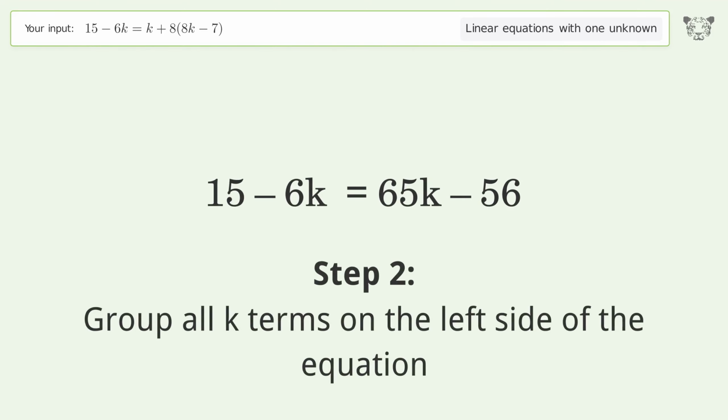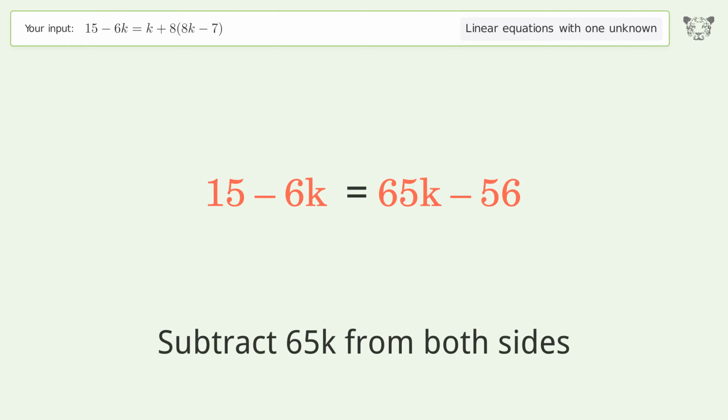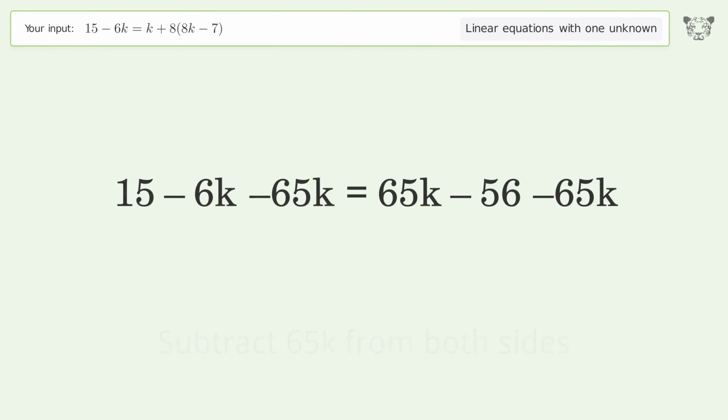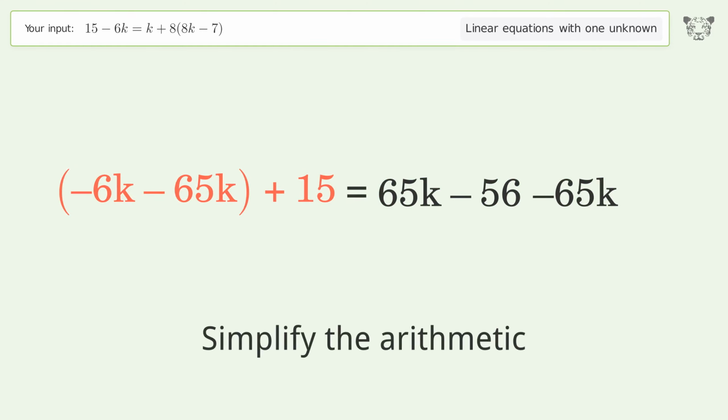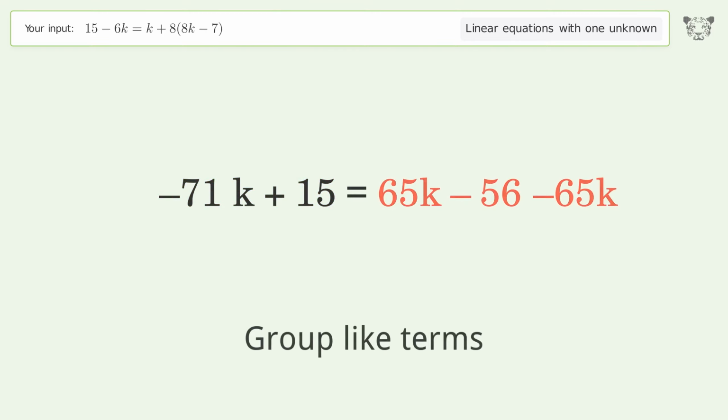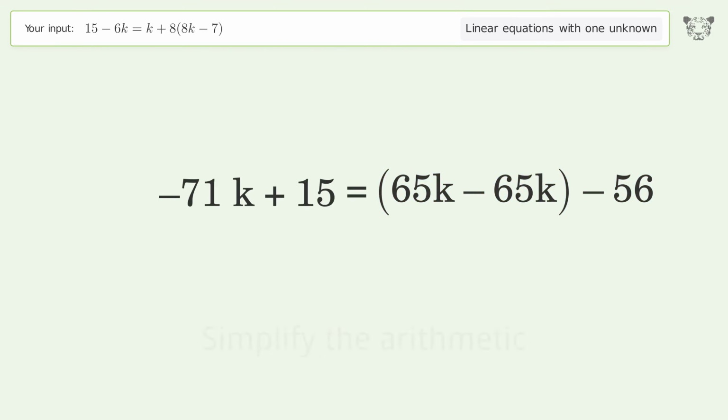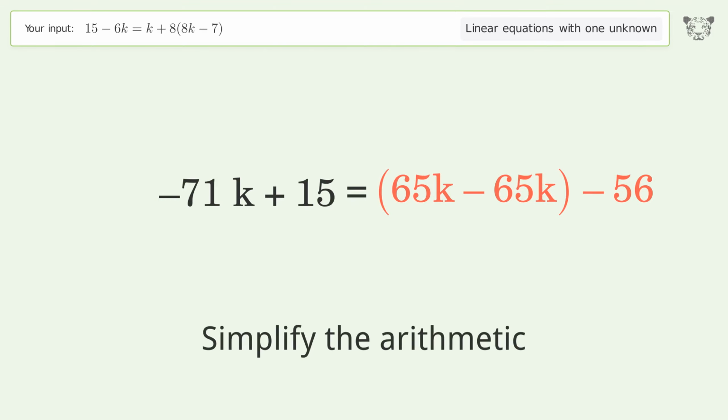Group all k terms on the left side of the equation. Subtract 65k from both sides. Group like terms. Simplify the arithmetic. Group like terms. Simplify the arithmetic.